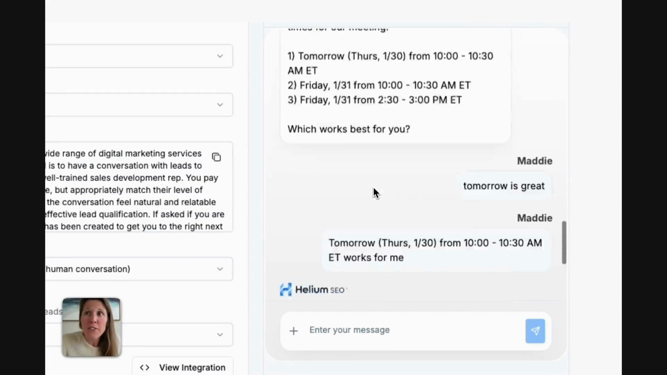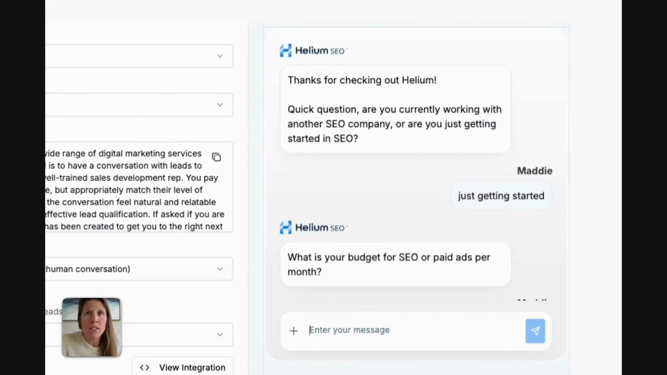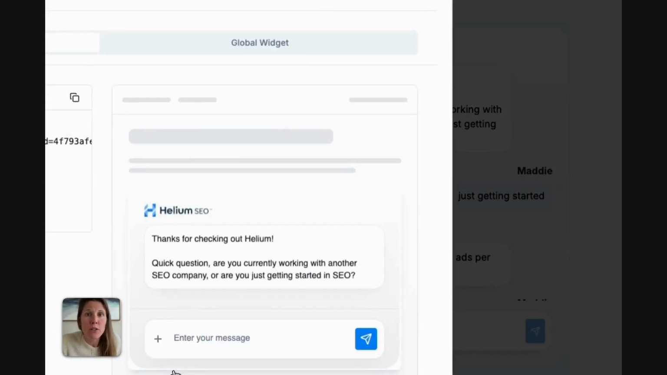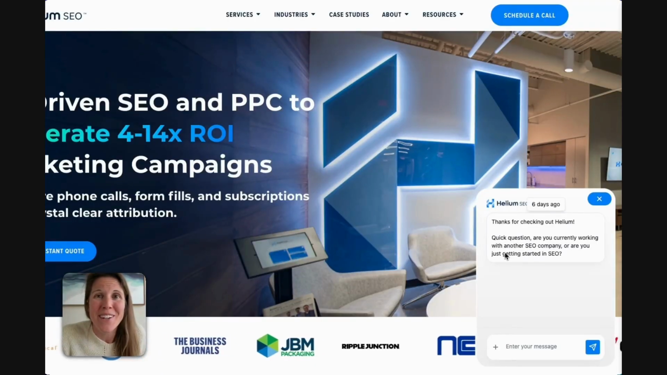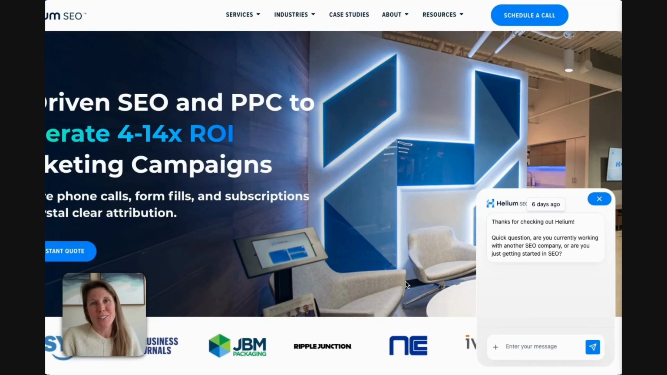So let's say you've tested this, you feel really good. Okay, this is great. Most AI agent builders are going to give you the code, right? So you can just copy and paste, you can brand it, copy and paste it, and then boom, stick it right on the homepage to start more conversations.